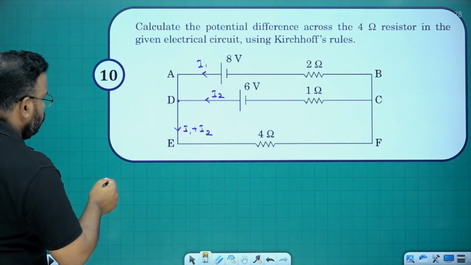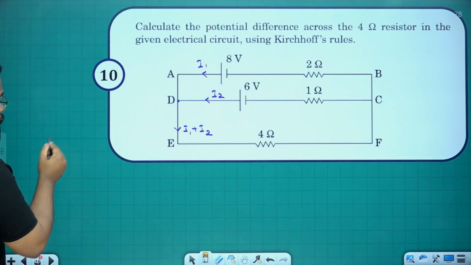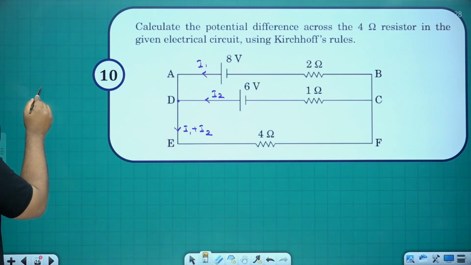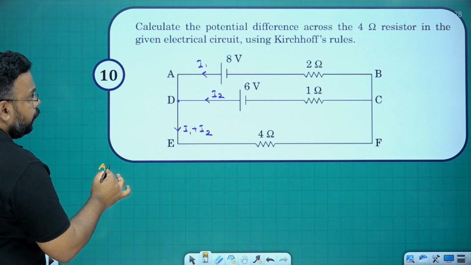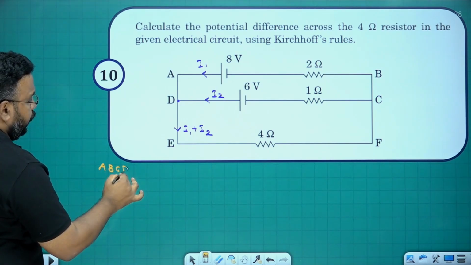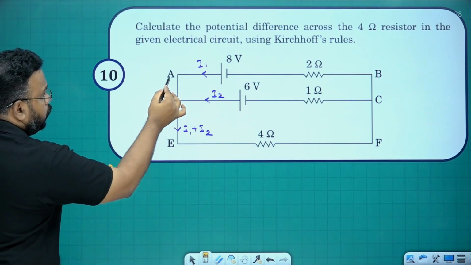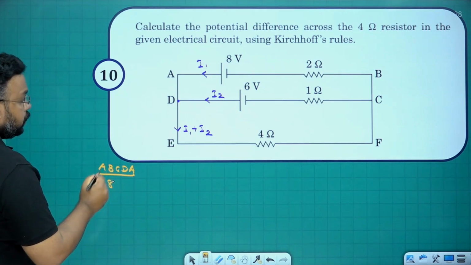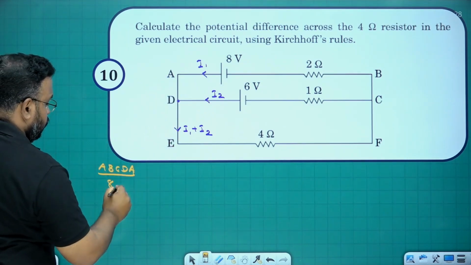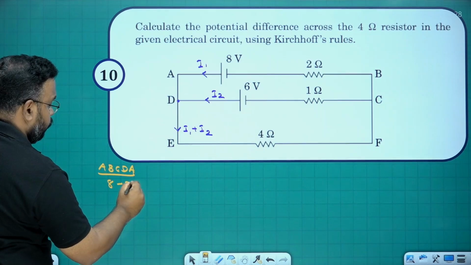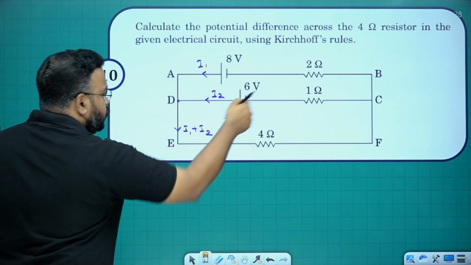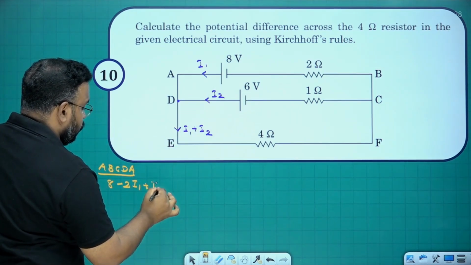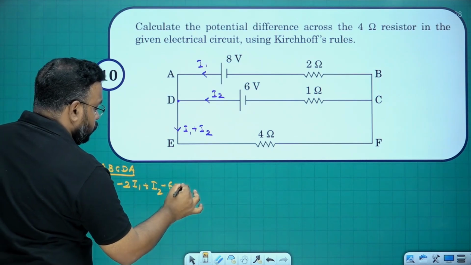What's the loop name? Or we can go this way, everything is fine. Loop A, I'm writing here, A, B, C, D, A, that's a loop. Starting from A, if you're writing, we get first 8 plus 8. Current is coming this way, so minus 2I1, minus 2I1. Here current is I2, so plus I2, minus 6 is equal to 0.